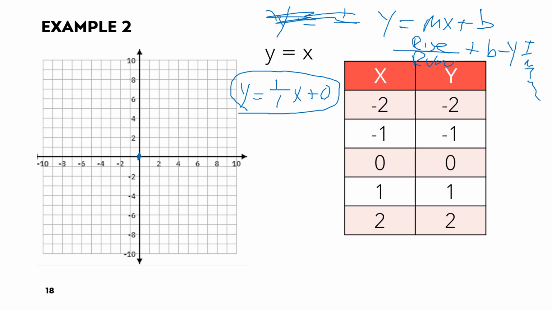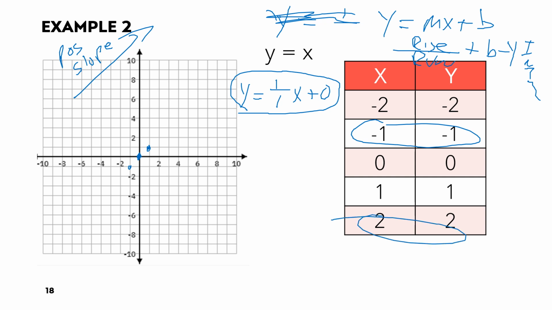So to graph using the equation, I start at 0. I look at my slope. My slope is positive slope. So I know my line is going to slant upwards. So I'll go up 1 and I go over 1. If I wanted to use my table, I would go to -1, -1. If I already got 0, I went 1, 1. I want to use the table to go to 2, 2.